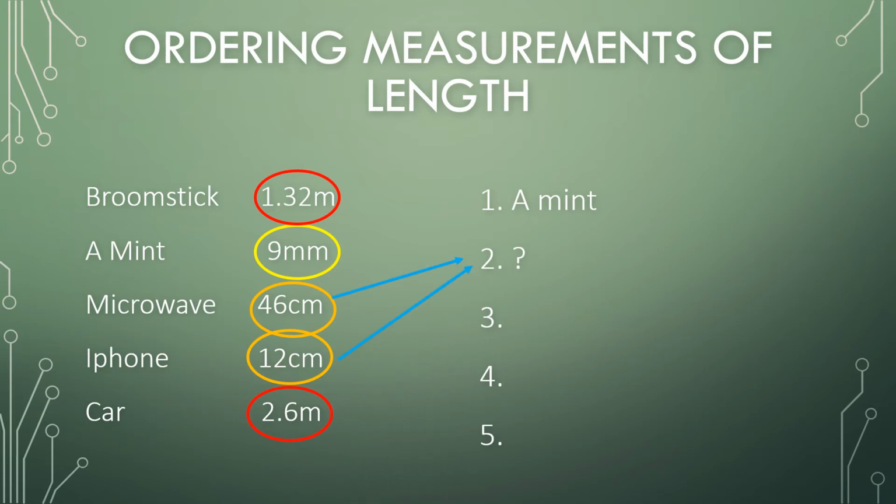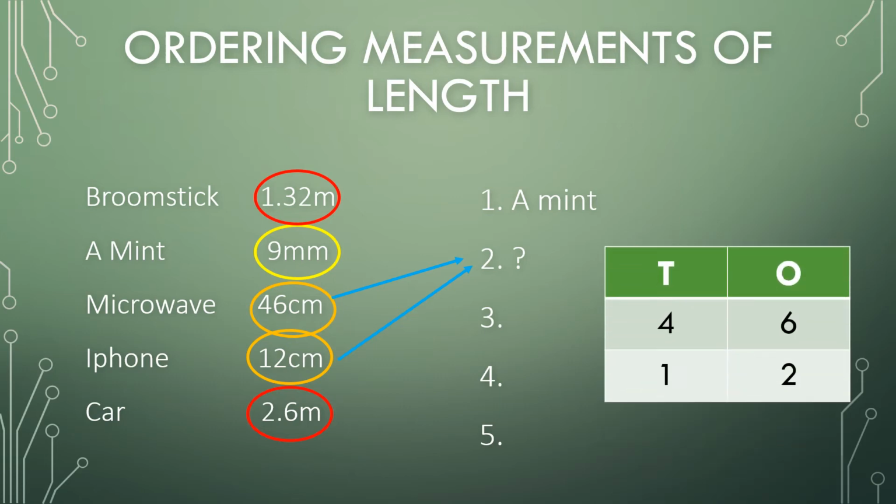However, next we're going to look at centimeters. Now, there are 2 possible answers that could be in our second smallest measurement spot there. We've got a microwave on 46 centimeters or an iPhone on 12 centimeters. Both are measured with centimeters. However, we have 2 different numbers. So we're going to pull up our place value chart to help us with this one, just like we did last week when we were looking at measurements of weight.